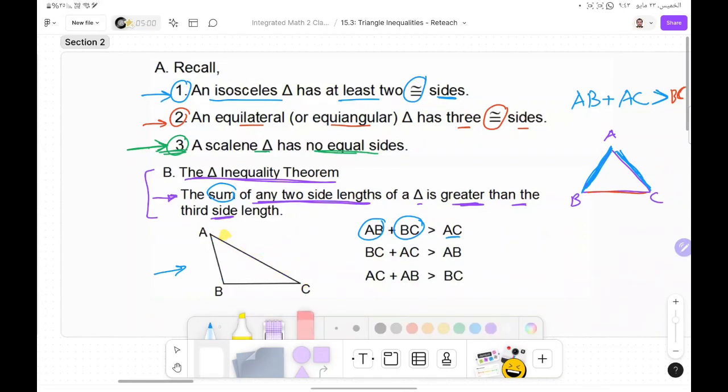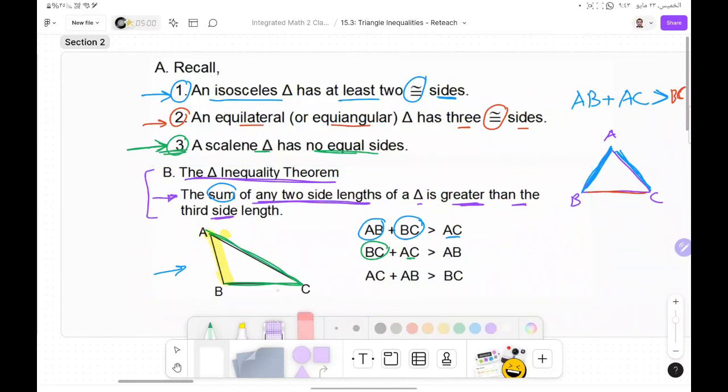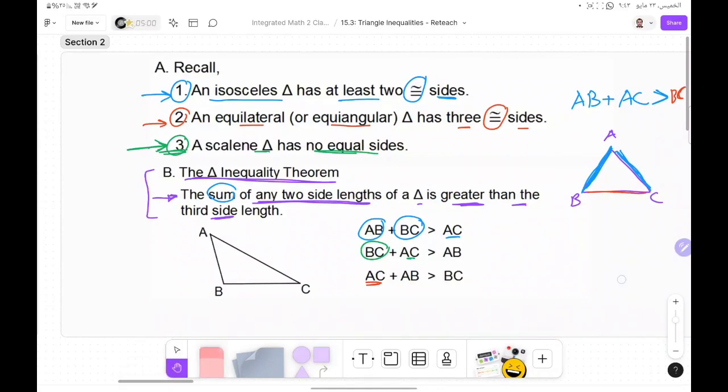Let's do more. This side here, BC plus AC. These two sides should be greater than AB, which is the third side. Then the last one here is AC plus AB, which should be greater than the third side, which is BC. So this is the rule. It's always that two sides should be greater than the third side. It's up to you. Any two sides, it doesn't make any difference.